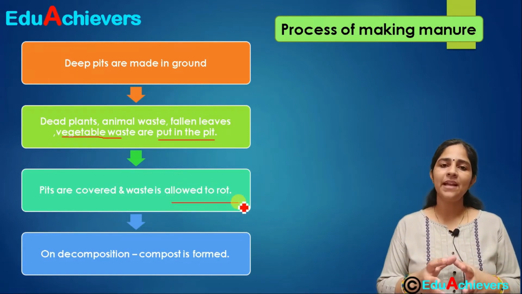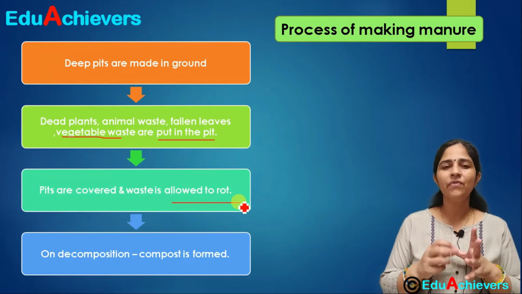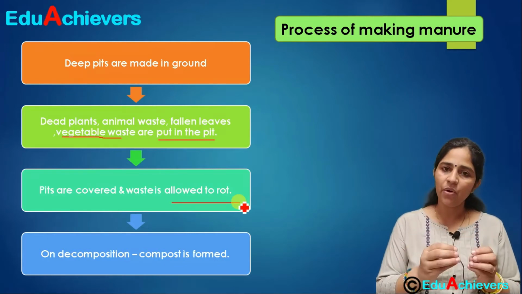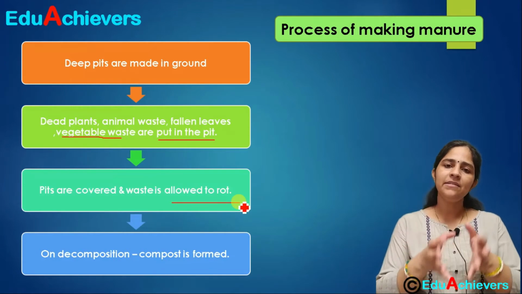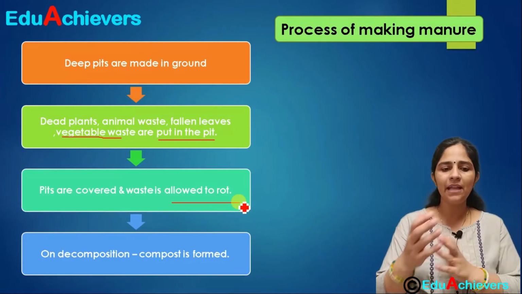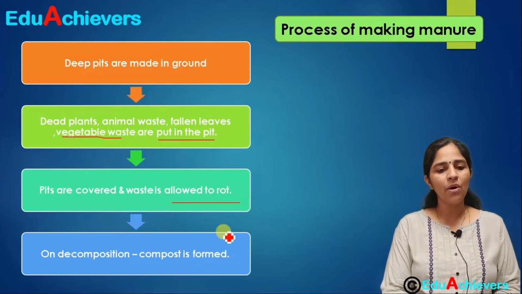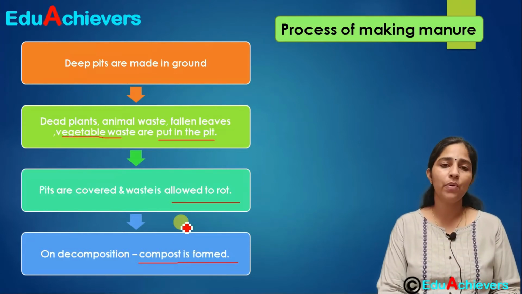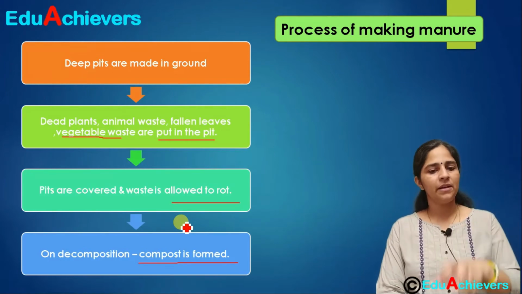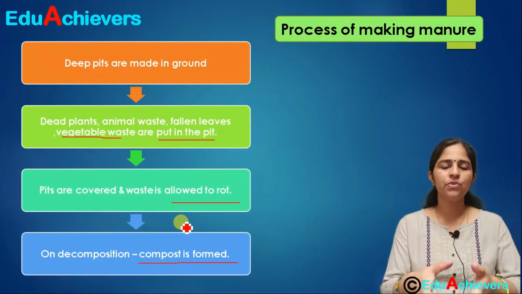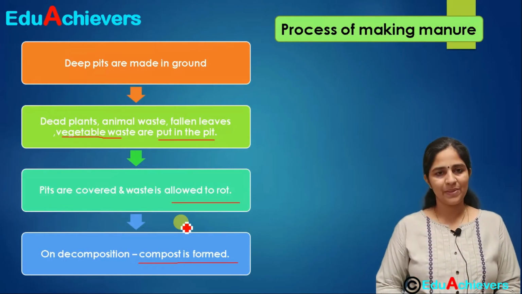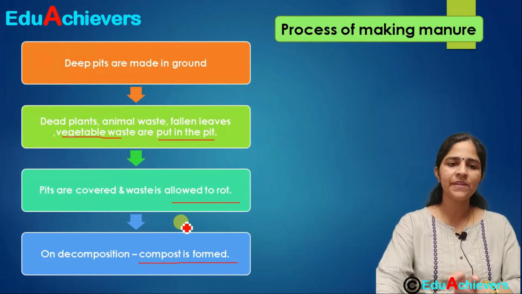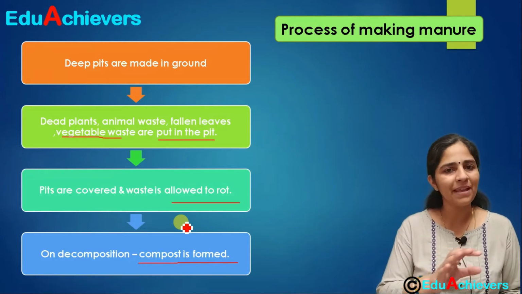During this time, insects and worms will also be working on it, and it is a combined effort of the microbes, the earthworms, and the insects that this matter will finally be decomposed to form compost or manure. Fine. Sometimes we call it vermicompost. If we are artificially providing a lot of worms in the making of compost, then it is called vermicompost. So manure, compost, and vermicompost are more or less the same things. There is a little bit of difference in making them.